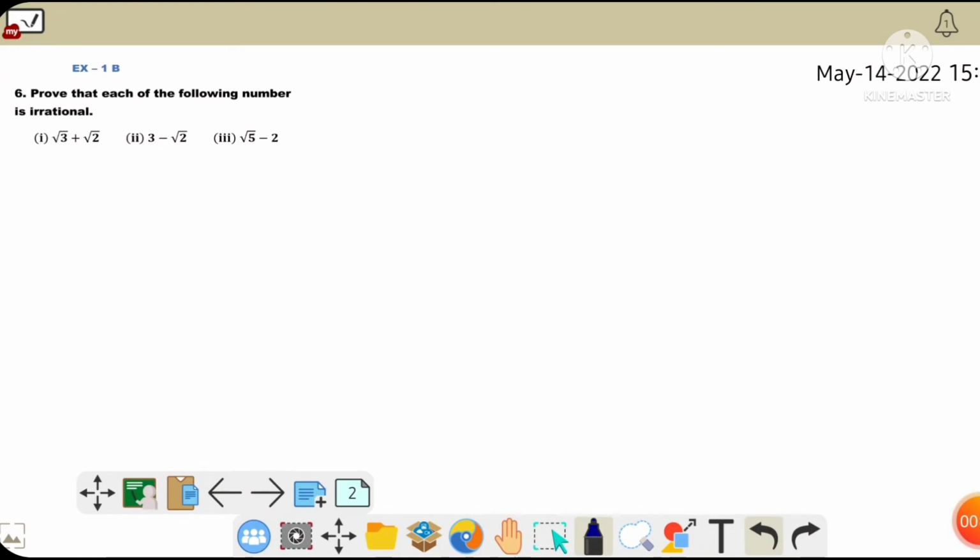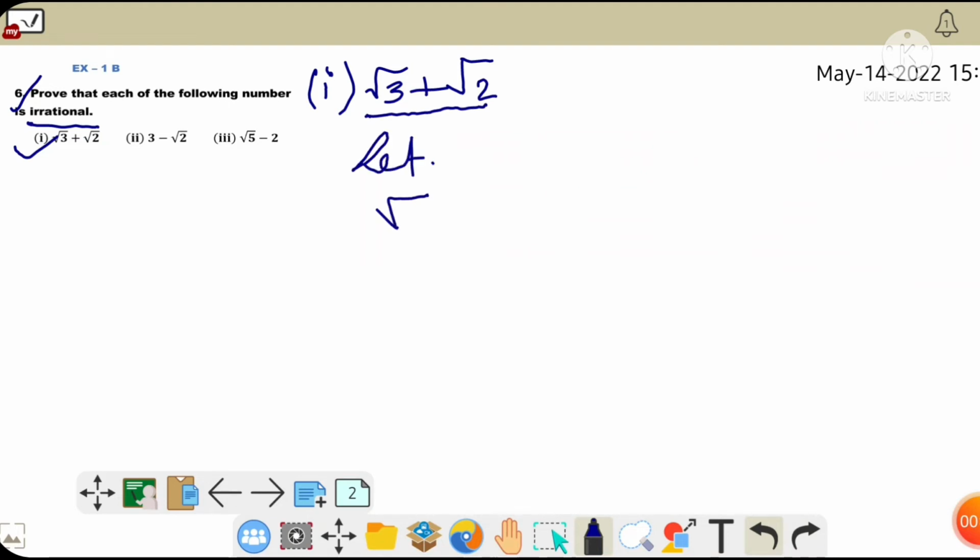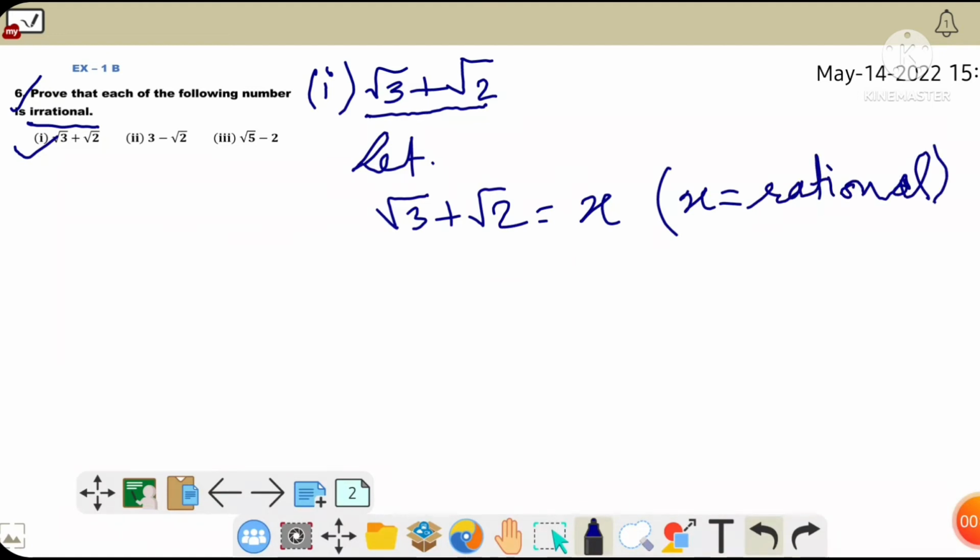So the next question in exercise 1B is 6. Prove that each of the following numbers is irrational. So here we have to prove by contradiction method. Question number 1 is root 3 plus root 2. We have to prove that this number is irrational. So we'll assume, let root 3 plus root 2 equal x, and x is a rational number. Since we have to prove it is irrational, we'll take the opposite, that it is a rational number.